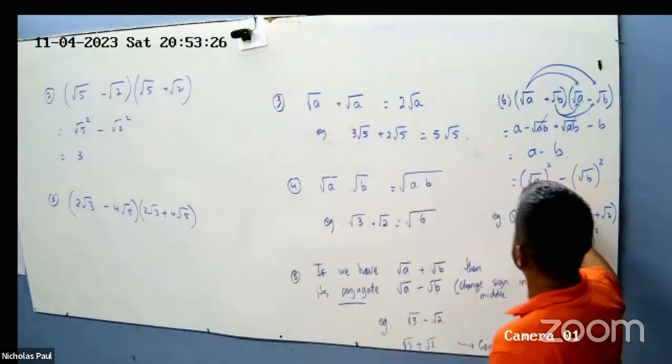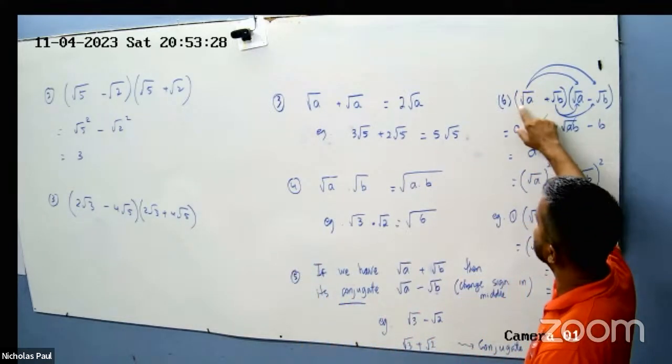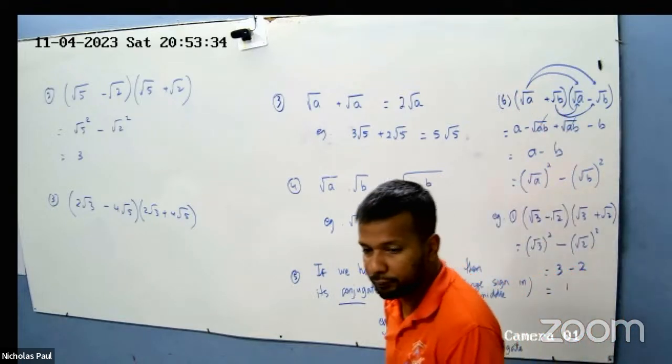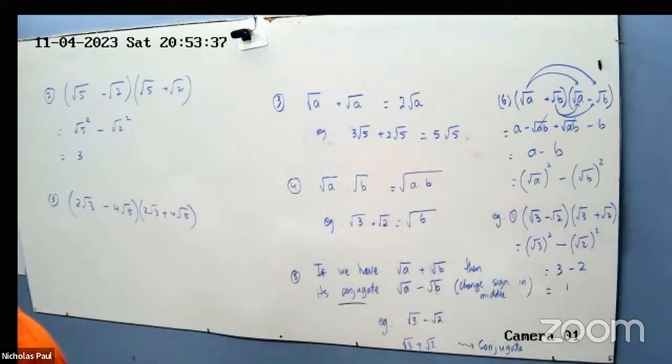Just like this, Imran. First term squared minus second term squared. Try to work it out, don't give me the right answer. First term squared minus second term squared, and see what you get. Give me a minute.